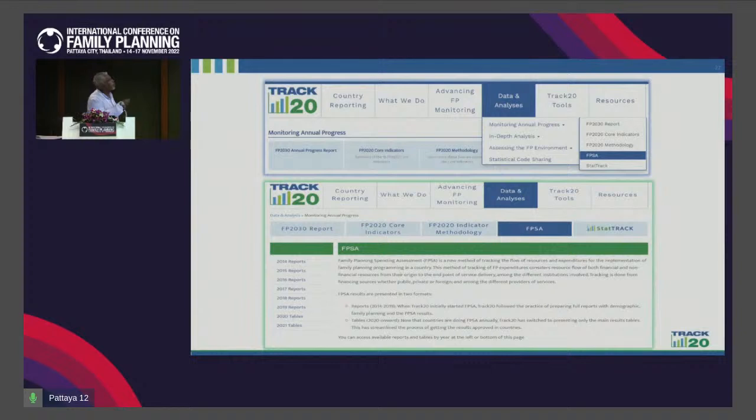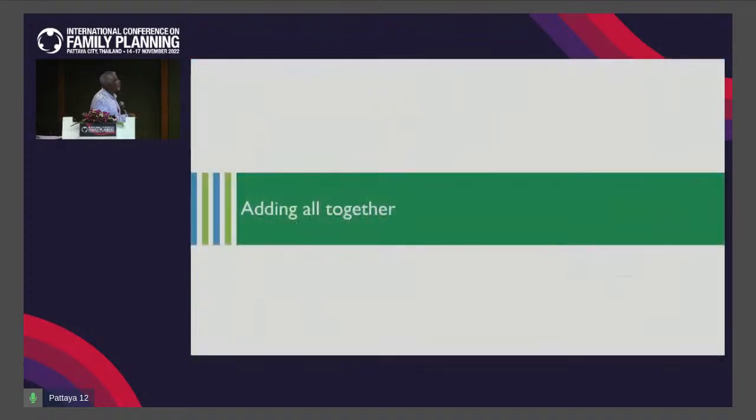I think Julius showed you this already. This is a slide showing where you can get the country-specific data in all the tables here. You have the data from all the different years. You go into the Track 20 website, you navigate until you get that, and once you go in there, you can see all the details, the same details that Julius presented.